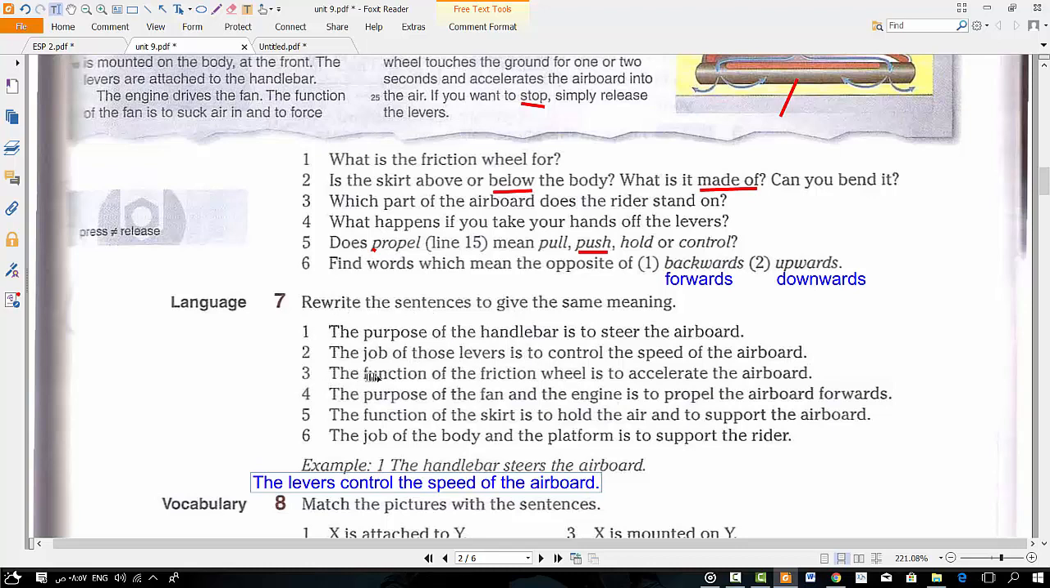Three. The function of the friction wheel is to accelerate the airboat. The function. Let's say the friction wheel accelerates the airboat.